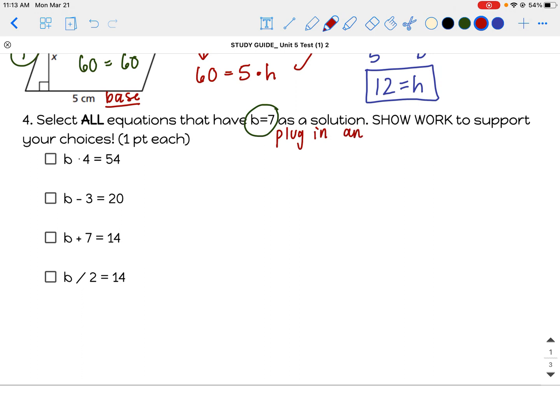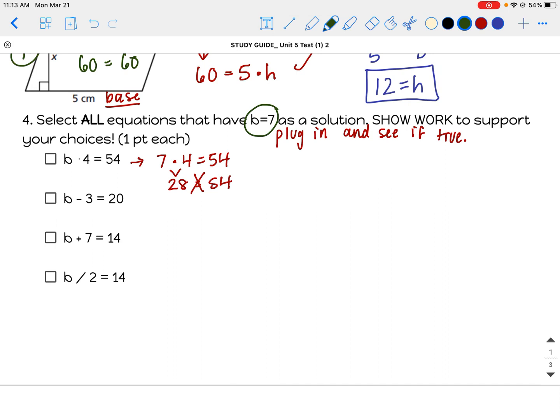and see if it's true. What I mean by that, if it makes a true statement. So let's see. Since b has to equal 7, we just plug in 7 in place of b. So b times 4 equals 54. Let's see if that's true. 7 times 4 is 28. Does 28 equal 54? It does not, so I would say that is not a solution.